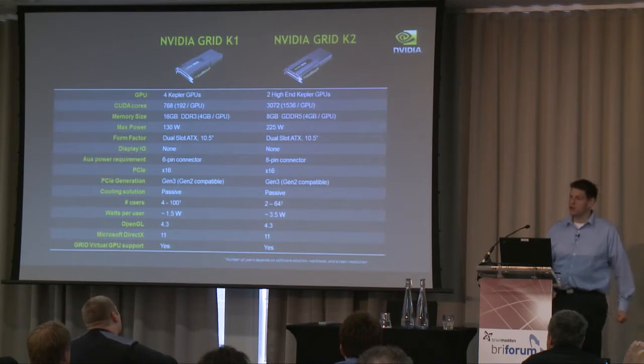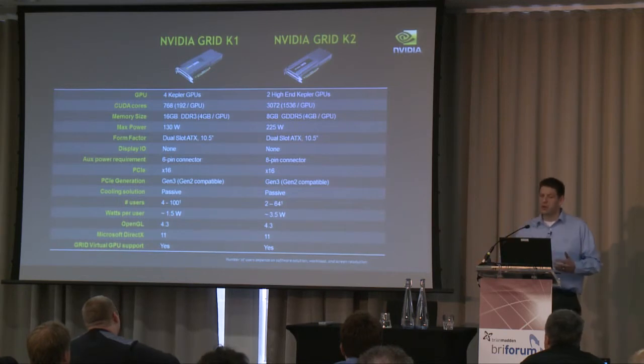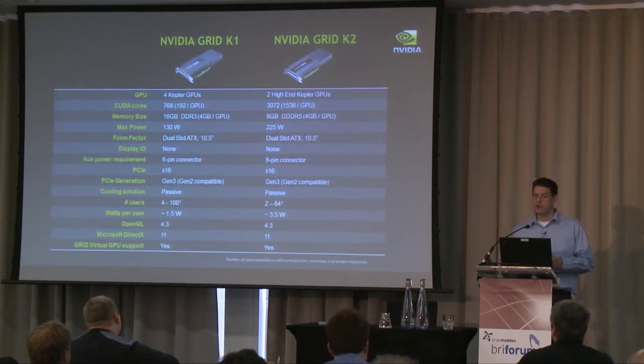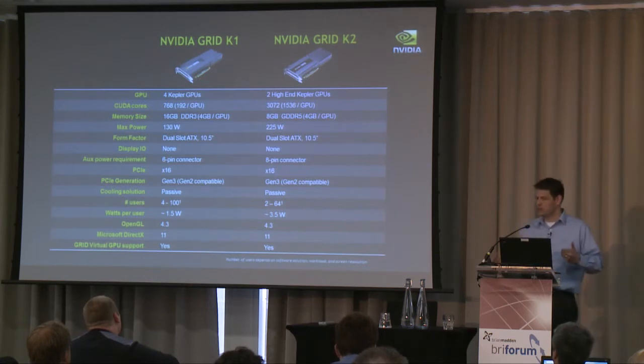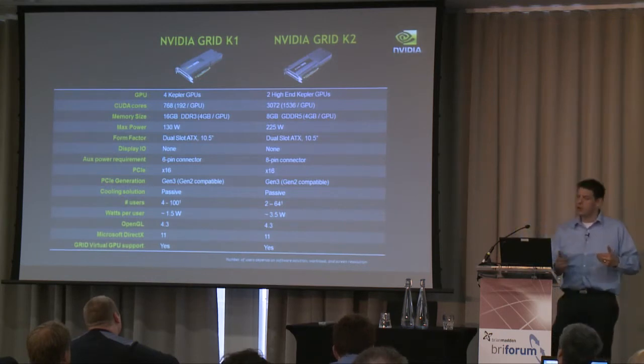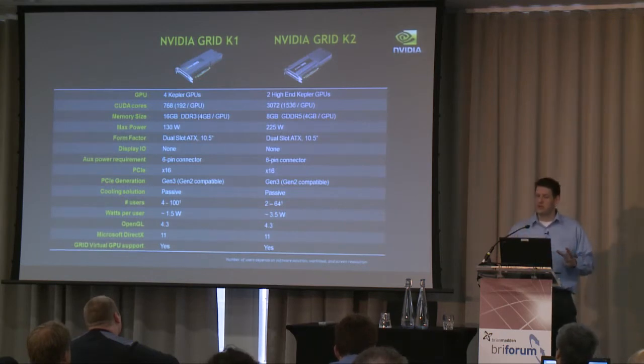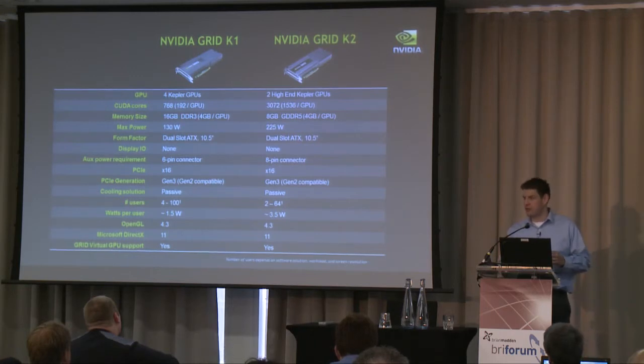On the other side, you have NVIDIA Grid K1, which essentially is more targeted for user scalability. Here you have 4 entry-level Kepler GPUs. In comparison, they have 192 cores per GPU, so there's a factor of 8 roughly between K1 and K2. But the key difference here is it has 16 GB of DDR3 memory.